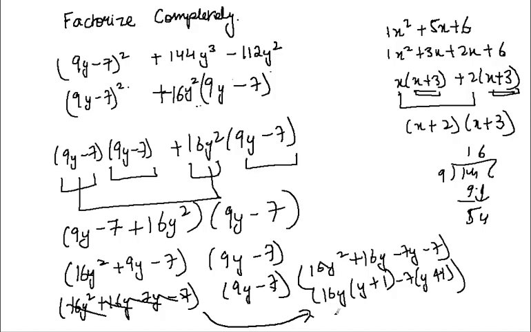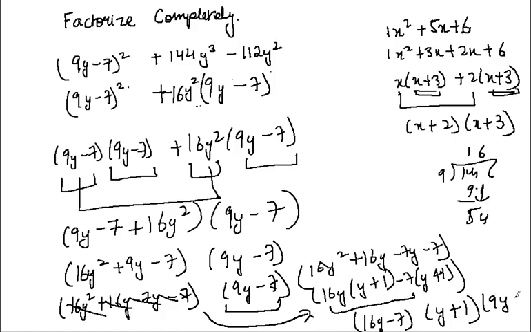So I have one bracket as 9y minus 7, one bracket as 16y minus 7, and one bracket as y plus 1. So my three brackets are 16y minus 7, y plus 1, and 9y minus 7. And that's it. I've factorized it completely to make it this.